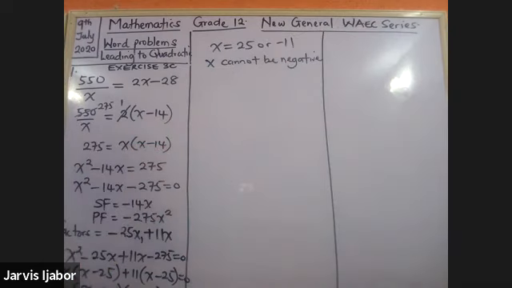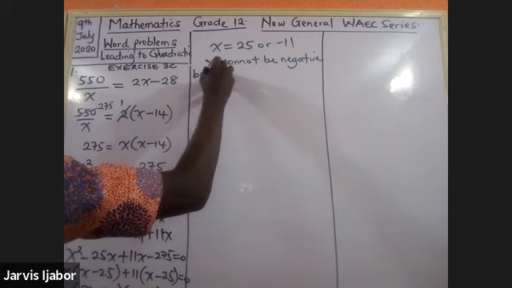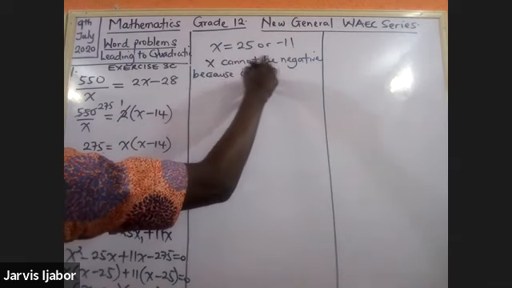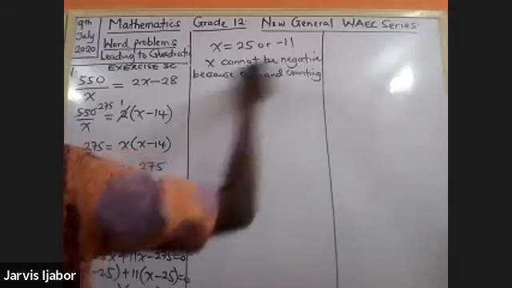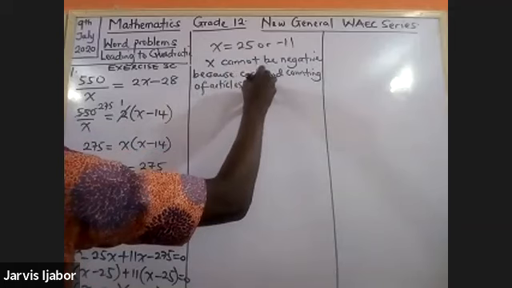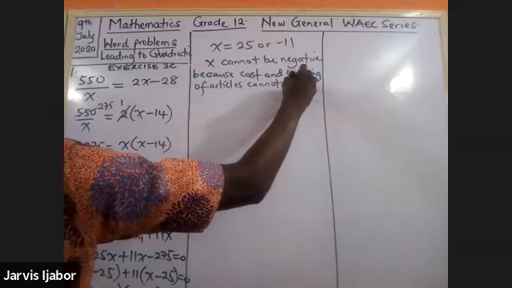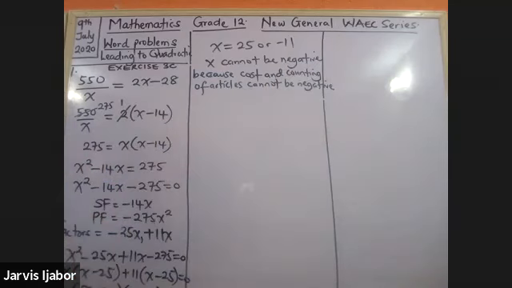Why can x not be negative? Because cost and counting of articles cannot be negative. Now, this is something the examiner will be waiting for you.